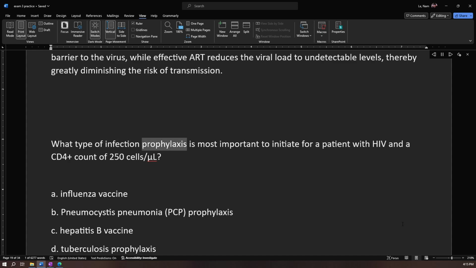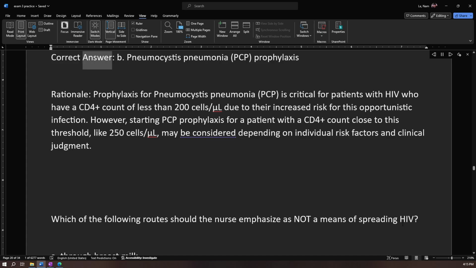What type of infection prophylaxis is most important to initiate for a patient with HIV and a CD4+ count of 250 cells/μl? A. Influenza vaccine. B. Pneumocystis pneumonia, PCP, prophylaxis. C. Hepatitis B vaccine. D. Tuberculosis prophylaxis. Correct answer, B. Pneumocystis pneumonia, PCP, prophylaxis.